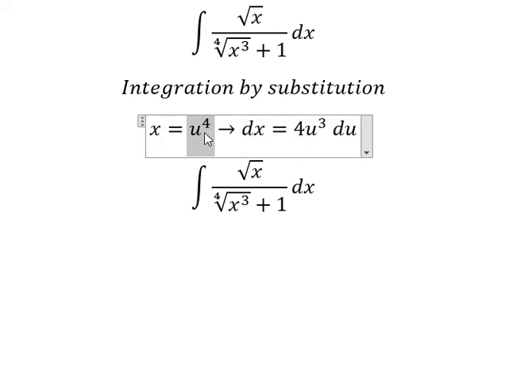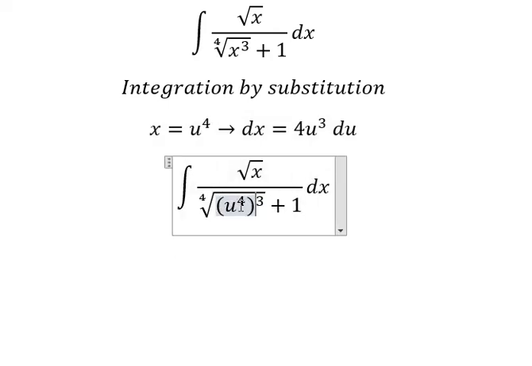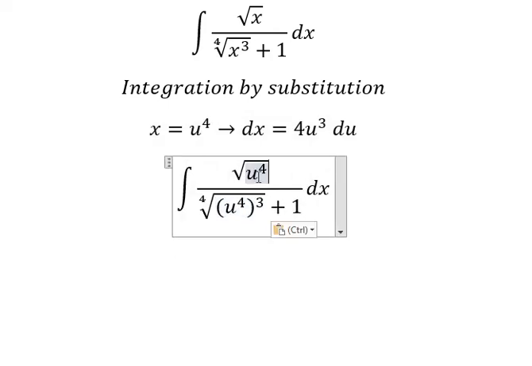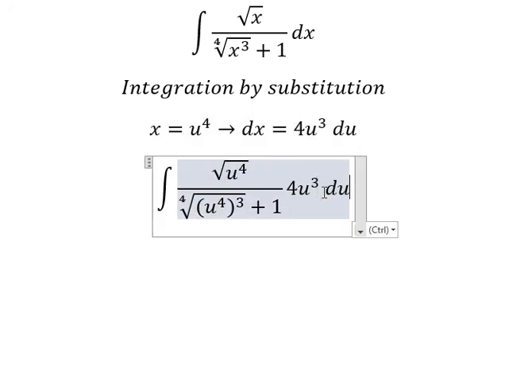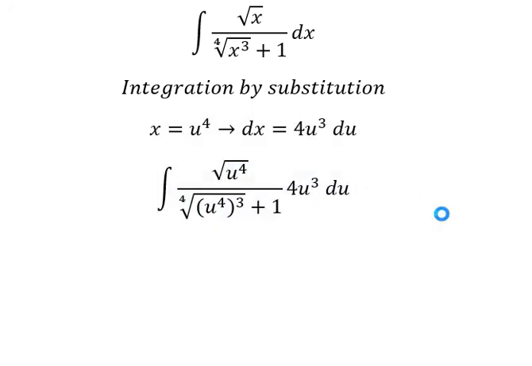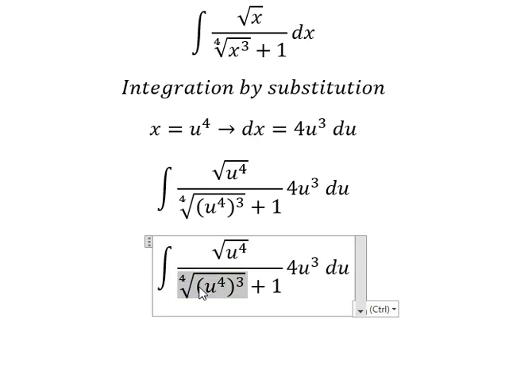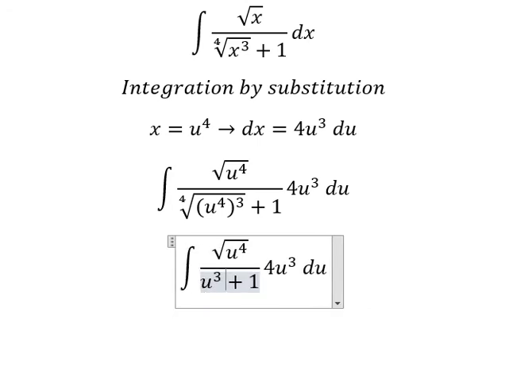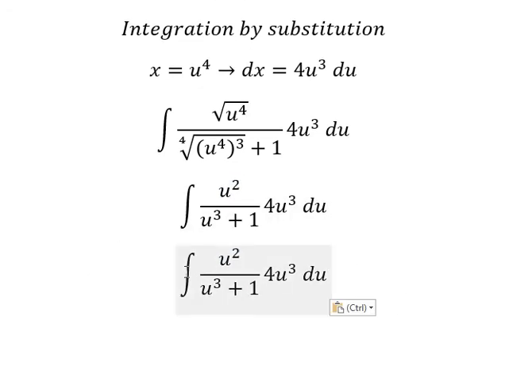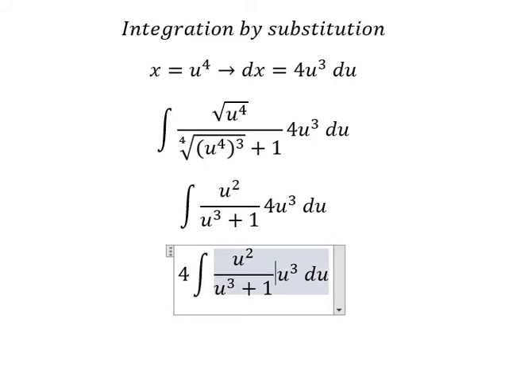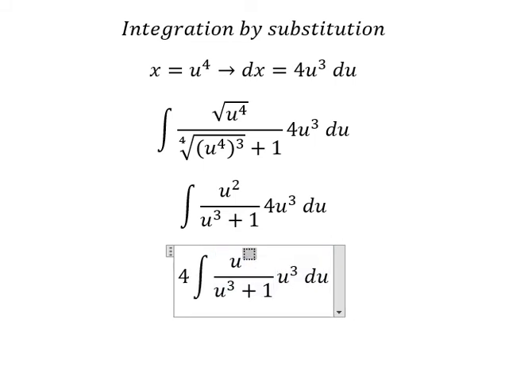So I will put this one here and here. The s we change by this one. This one we have u to the power of 3. This one we have u squared. Number 4 I will put outside. u to the power of 3 and u squared, we have number 5 in here.